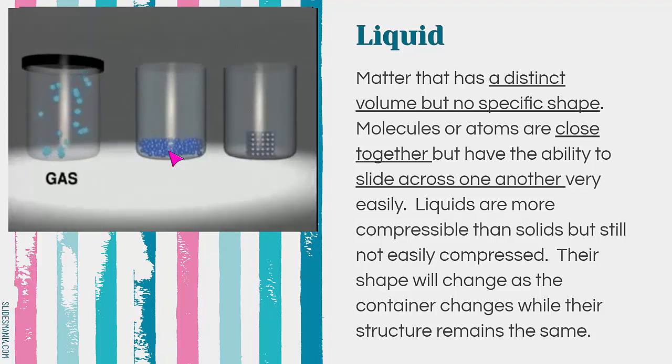So if you pour a liquid from a graduated cylinder, which is tall and skinny, into a beaker, which is short and squat, the liquid will change its shape. It will now take the shape of the beaker, but it's still the same amount of water. It's still the same volume.